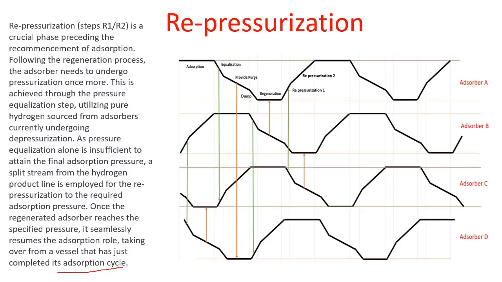So this is the repressurization. You can see that adsorption, depressurization, regeneration, and again repressurization. This is how this whole cycle works, one adsorber bed after another adsorber bed. And this is how the continuous flow of hydrogen is maintained. Hope you have understood the PSA process. Though this process is a little bit complicated, I tried to explain it in the most simplistic way.